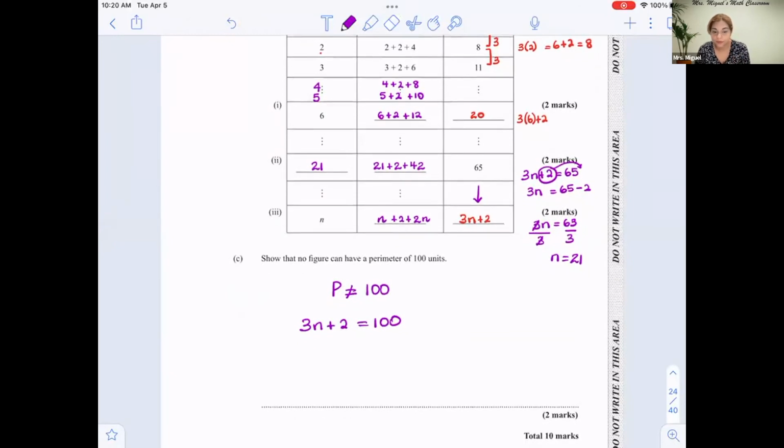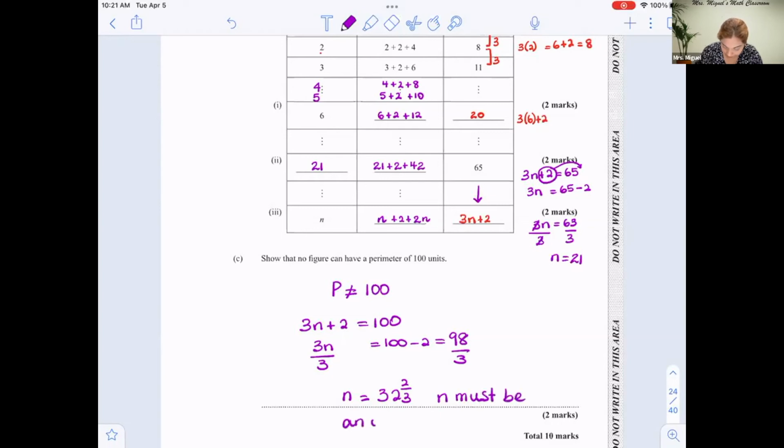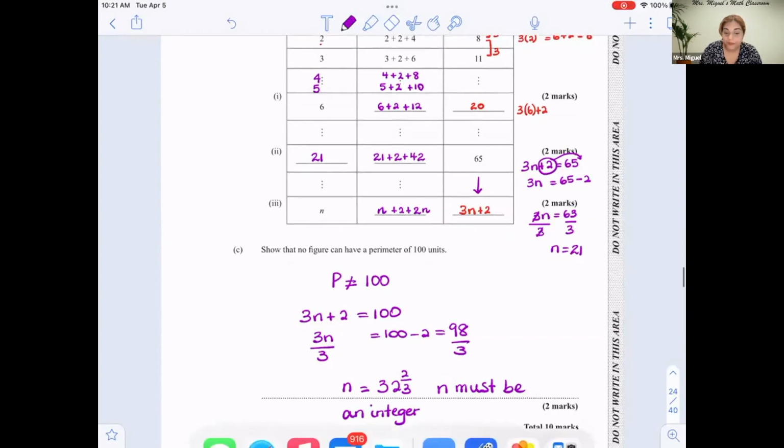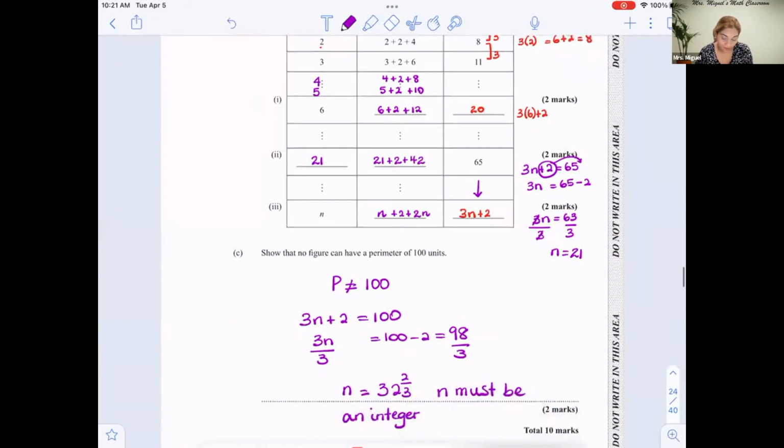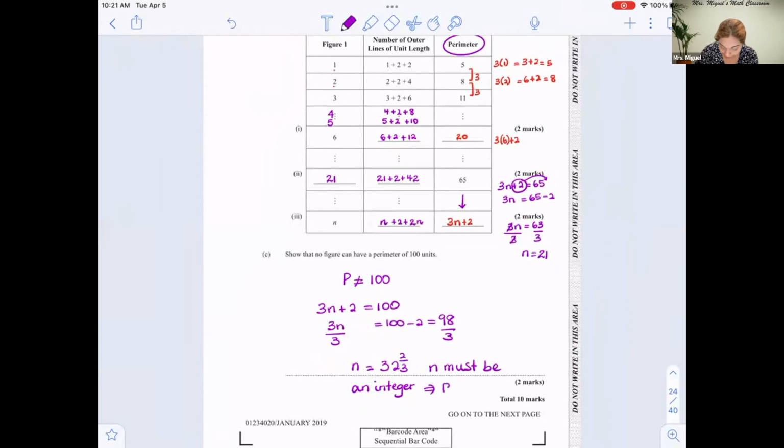Now, if I get a decimal or I get a mixed number, it means that the perimeter cannot be 100, right? If I get a fraction or a decimal for n. So 3n is equal to 100 minus 2, which is 98. If I divide by 3, n is equal to 32 and 2/3. What this is saying, n must be an integer. N is not an integer, and n is a mixed number. So therefore, P cannot be 100.